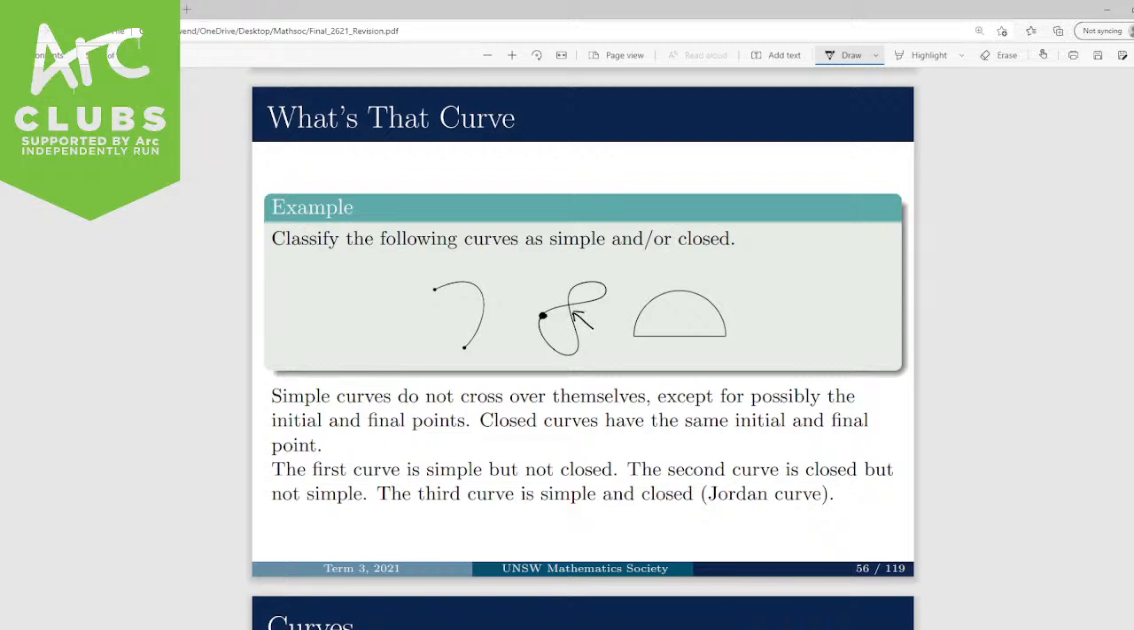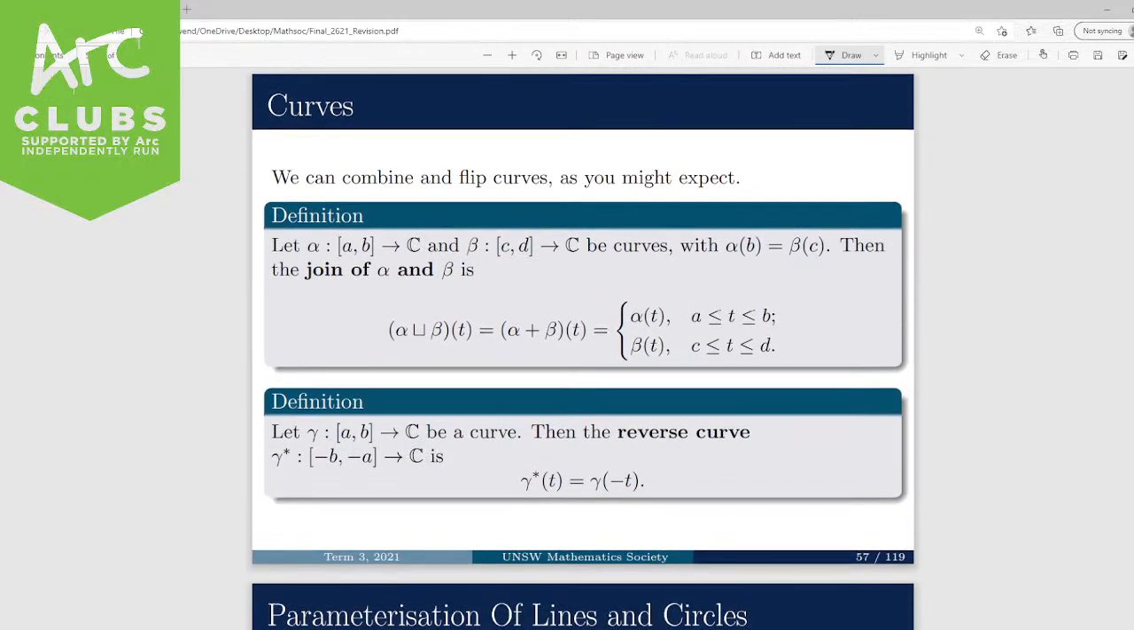And the third curve, simple and closed, so it's a Jordan curve. So that's pretty lovely. That was just a little classification, a bit more terminology.